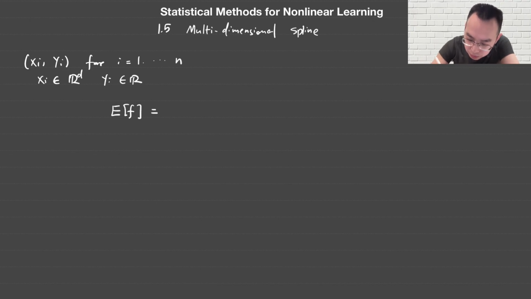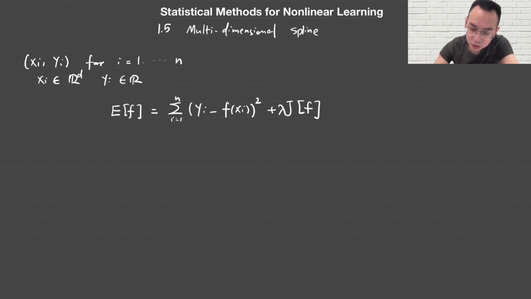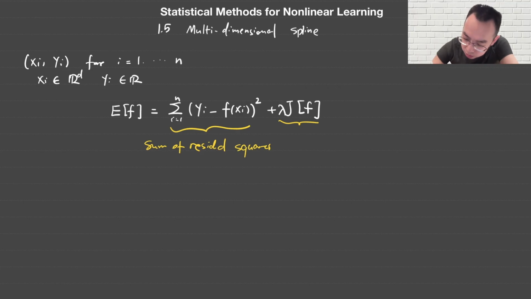So it's going to be the summation i from 1 to n of (yi minus f of xi) squared, plus lambda times J of f. So the first term is still going to be the sum of residual squares, and the second term is the smoothness penalty.